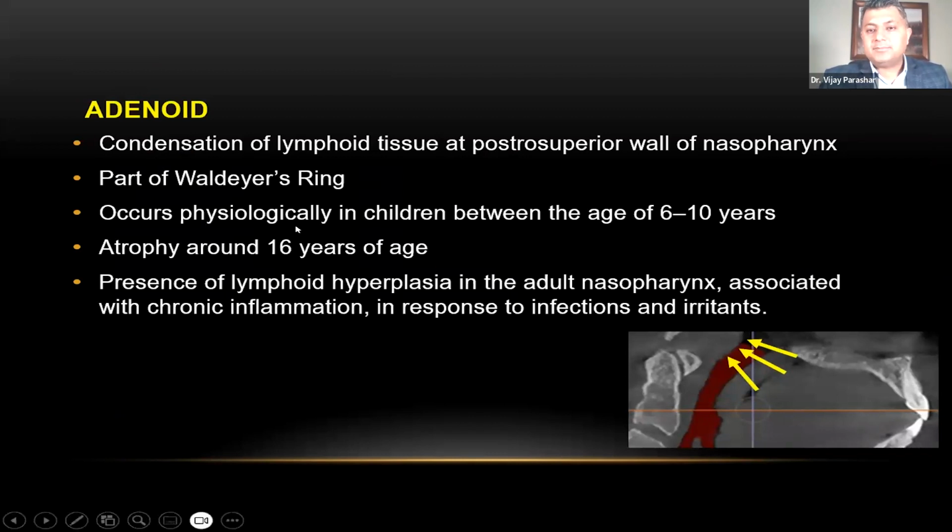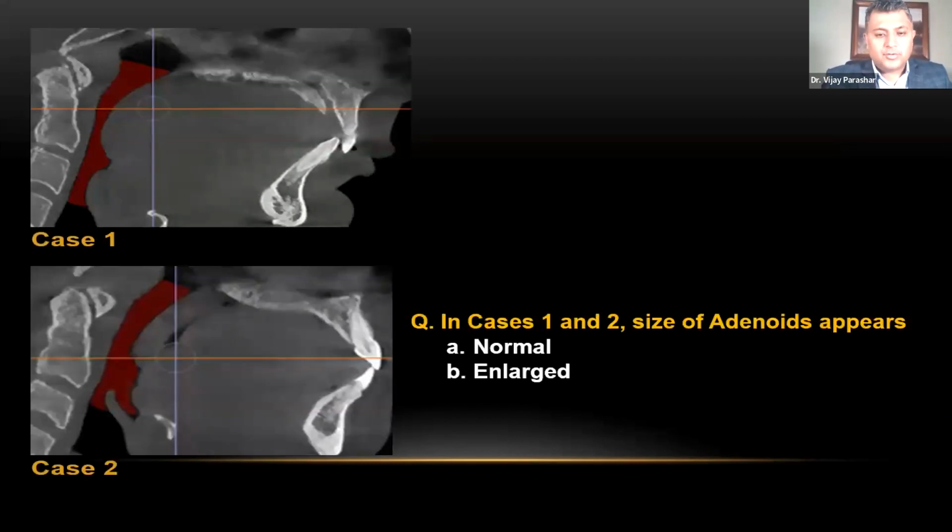It's physiologically present during 6 to 10 years of age. But if you see that they atrophy, that is, this thickness recedes and it becomes smaller, it does not look inflamed or swollen after 16 years of age. And if you notice lymphoid hyperplasia, that is enlarged adenoid tissue, in an adult or somebody who's older than 16 years of age, and they have chronic inflammation, this should be reported to their primary care physician or to an ENT.